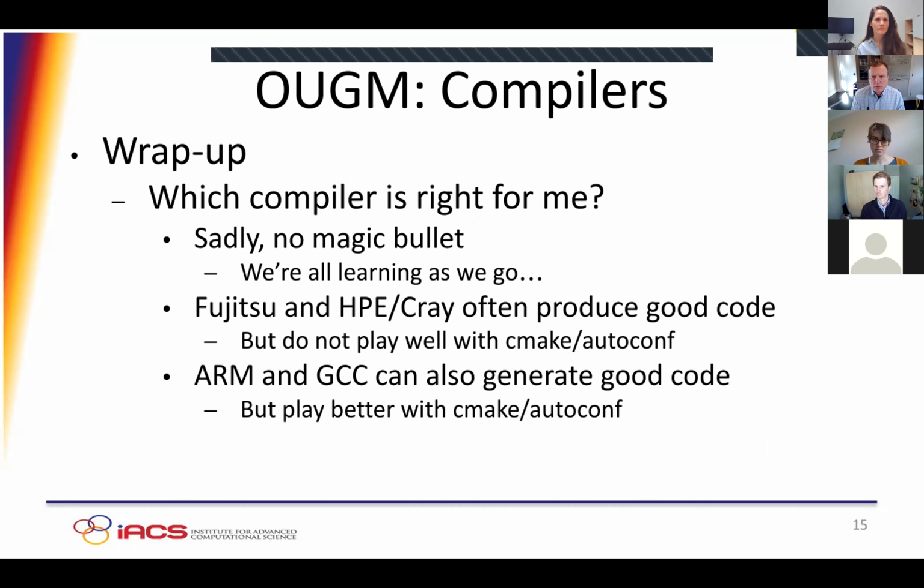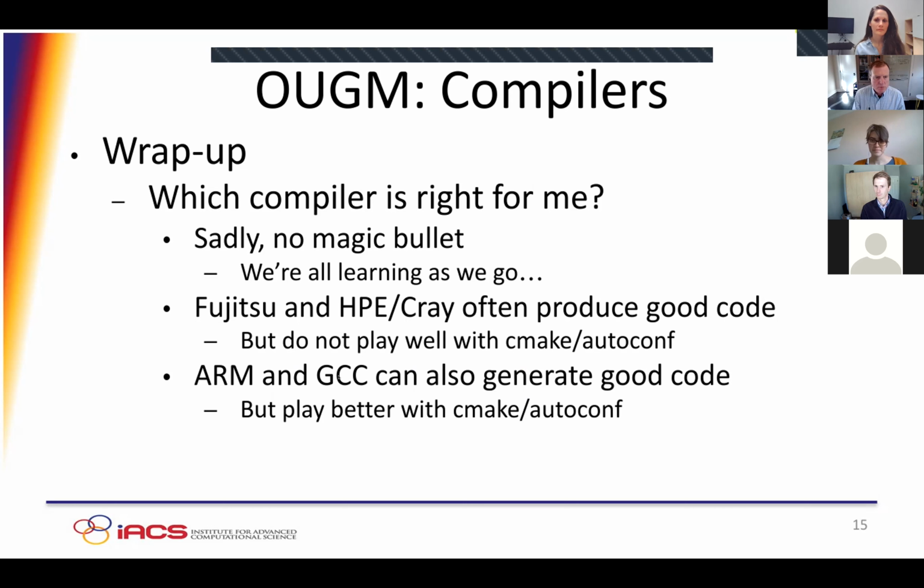So to wrap up, which compiler should you use? We don't know of a magic bullet, unfortunately. We're all trying to learn as we go along and find out more and more. And we've learned some things, and we try to document those in the FAQ. And while Fujitsu and Cray often produce really good code, they don't always play well with things like CMake and AutoConf, which, I don't know about you, but for me is like 99% of the code I work with.